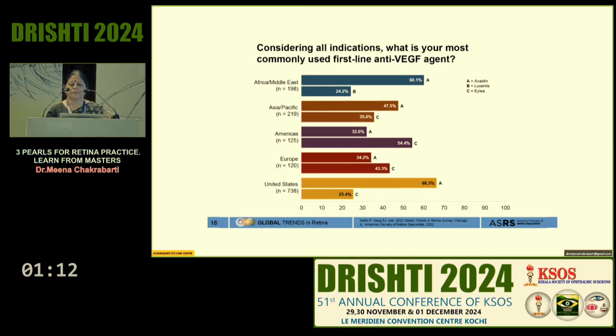The most commonly used anti-VEGF all over the world is still Avastin. 66.3% of the patients in the United States still are given Avastin. This is the result of the global trend survey by the American Society of Retina Specialists.